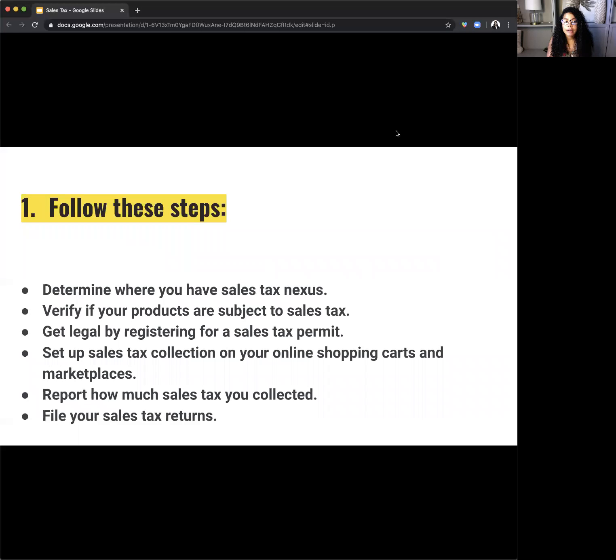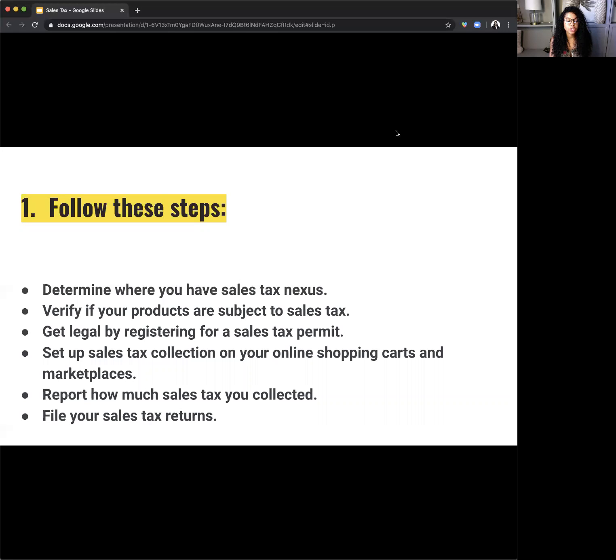You have to get legal by registering for a sales tax permit. Usually that's done by the city. You also have to make sure that you're setting up your sales tax collection within your own merchant processing payment center. What I mean is that you need to go in there and actually set up your nexus, your state sales tax, and make sure that you're actually clicking the button so it collects sales tax, because it can only do what you tell it to do. Otherwise, it doesn't know.